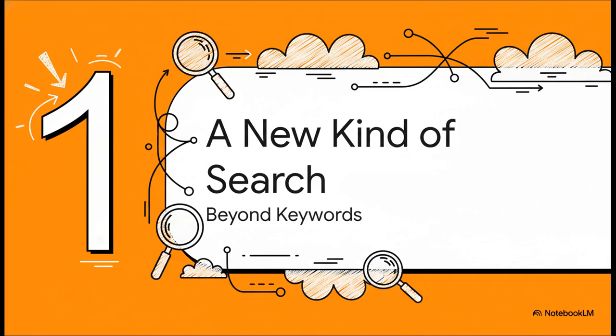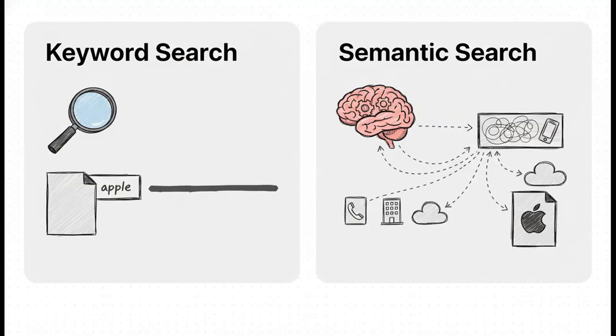Okay, so to really get this, we have to look at a totally new kind of search, one that goes way beyond just matching keywords. And this right here, it lays it all out perfectly. The old way, keyword search, is completely literal. It's like you have to know the exact title of a book to find it in the library. No wiggle room. But the new way, what we call semantic search, it actually understands context. You can just describe what you're looking for, like tech company that makes phones, and it just knows you mean Apple. See, it's searching for the meaning behind your words, not just the words themselves. And that is a huge, huge leap forward.